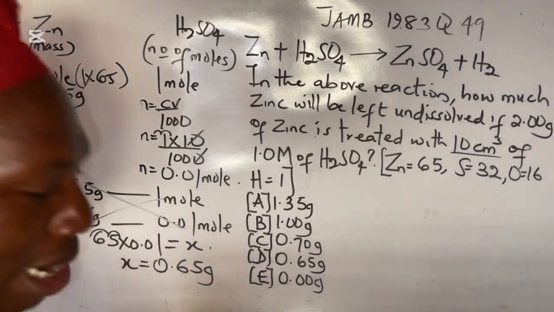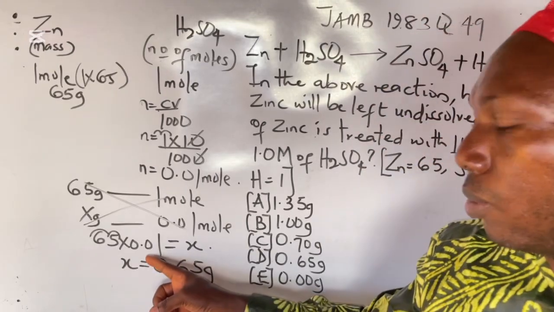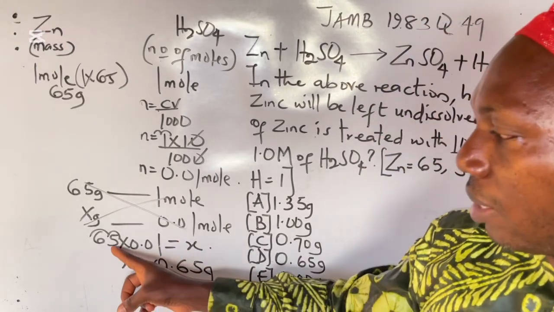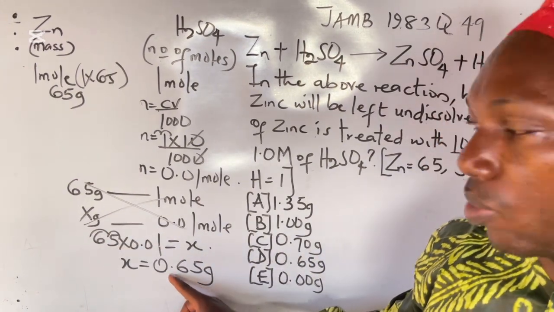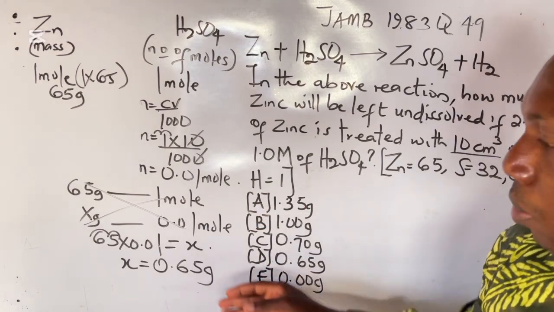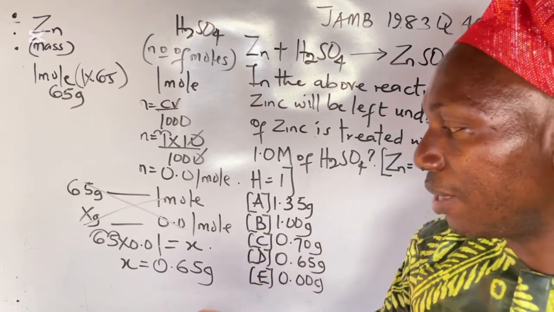Maybe you are wondering how I'm moving them. Anytime you are dividing by zeros, this one means 1 over 100. Anytime you are dividing by zeros, you just move it twice. That's why I got 0.65 grams. 0.65 grams is in the option, but if you are tempted to pick 0.65 grams, you're automatically wrong.